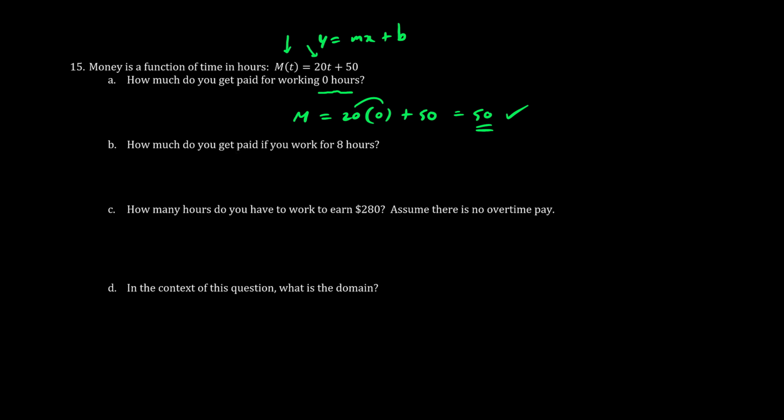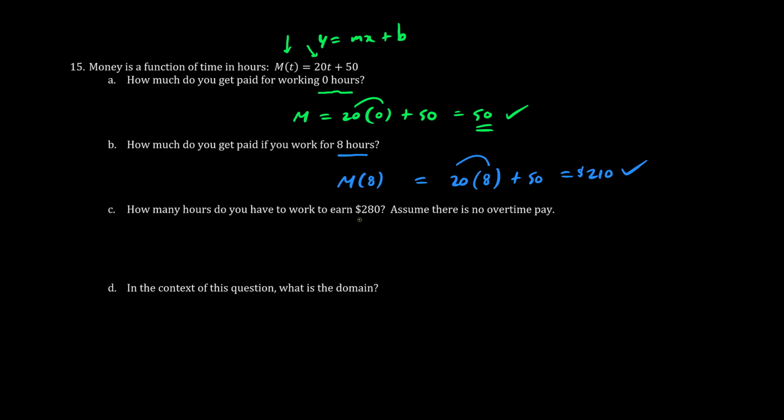And how much do you get paid if you work for 8 hours? So the money, when time is equal to 8, is equal to 20t. The time is 8. This is a full day job. Plus 50. So we make 160 plus 50 is 210. $210.